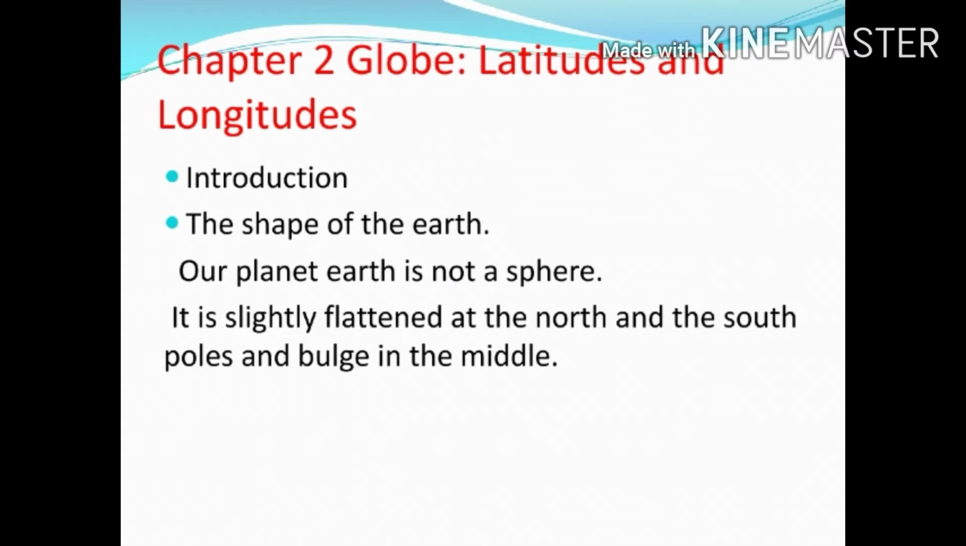Hi students, in the previous chapter you have read that our planet Earth is not a sphere. It is slightly flattened at the north and the south poles and bulged in the middle. Can you imagine how it looks? For this purpose we use the globe. What is a globe? Globe is a true model or miniature form of the Earth. We shall discuss in this chapter 2 globe, latitudes and longitudes.